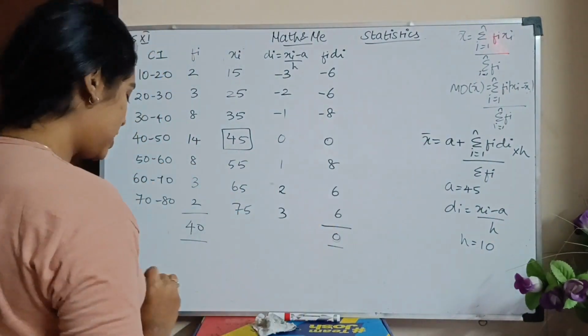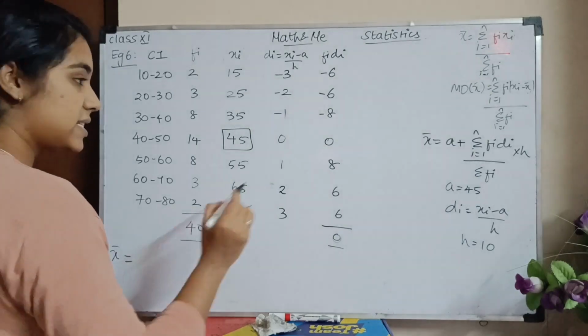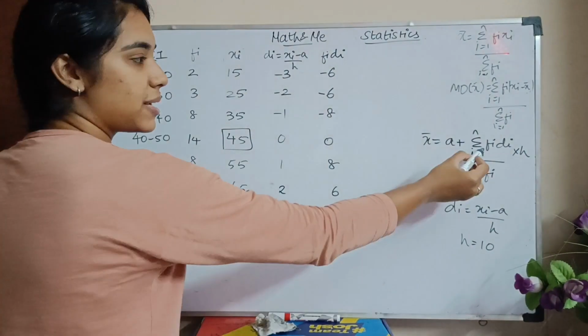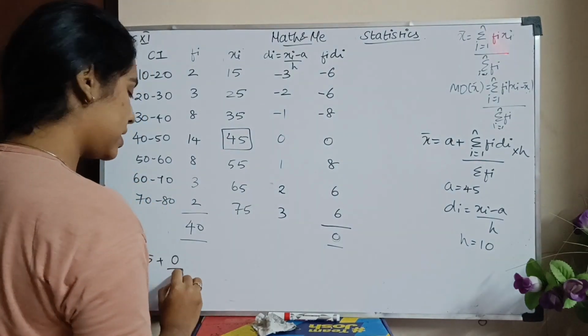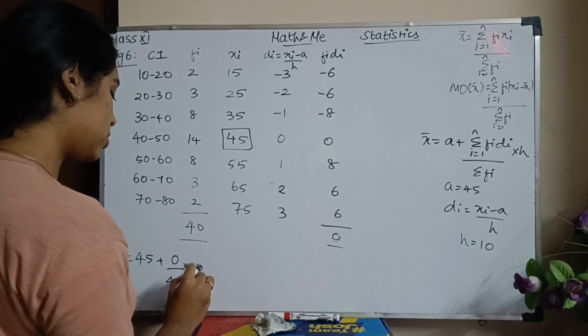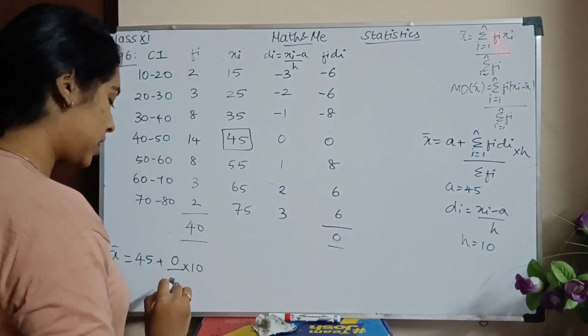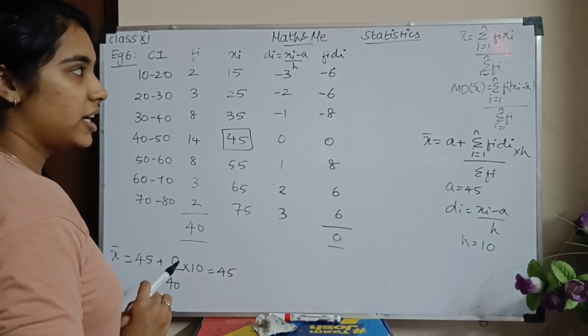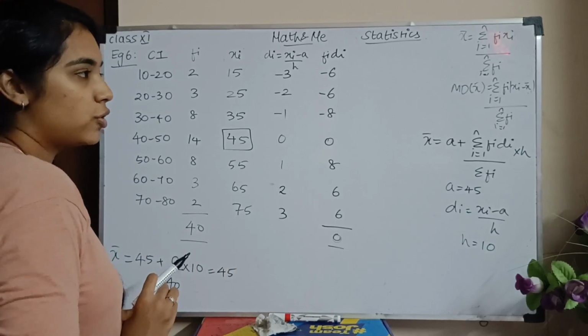It is 40. So the mean x bar is a, which is your assumed mean, 45, plus sigma fi di, which is 0, divided by sigma fi, which is 40, times h, which is 10. I'm just using this formula to find the mean. So this becomes 0, and I'll have my mean to be 45. After finding the mean as 45, you have to repeat the same steps.